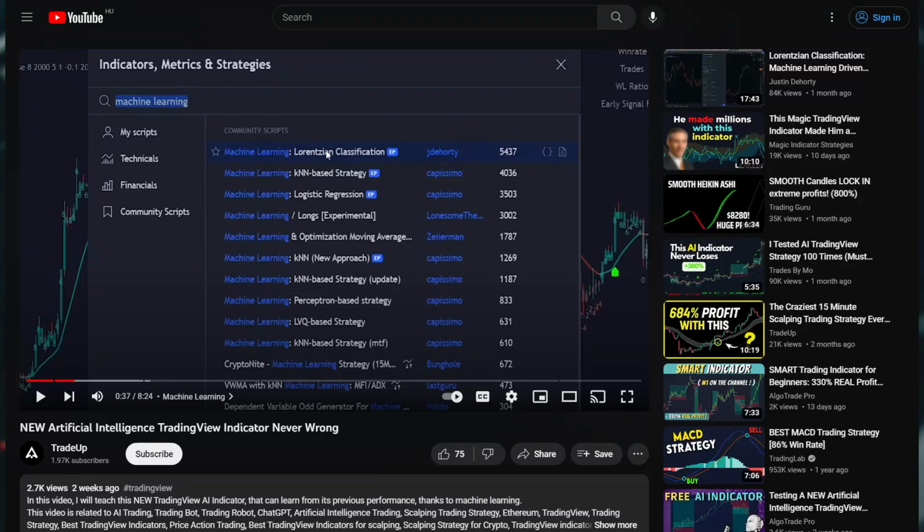Welcome back to TradeSmart. Recently, I came across a video which showcased a machine learning indicator built for TradingView. It's called the Machine Learning Lorentz Classification, and it is also featured in TradingView's Editor's Pick section. This means that the TradingView team themselves think that it's a great tool, and I have to agree.